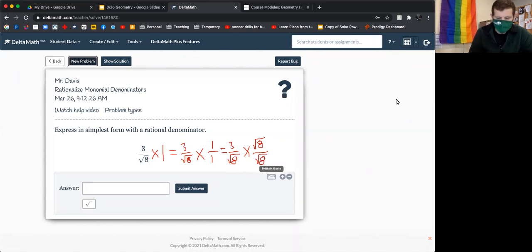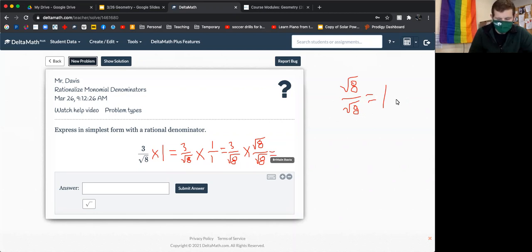I'll talk about this more, why I picked this, but essentially, notice that the square root of 8 in the denominator, I just took that number and made it that number over itself, and I multiply by that. Now, square root of 8 over square root of 8 is still just 1, right? I think we can all agree to that. But let's see what happens here.